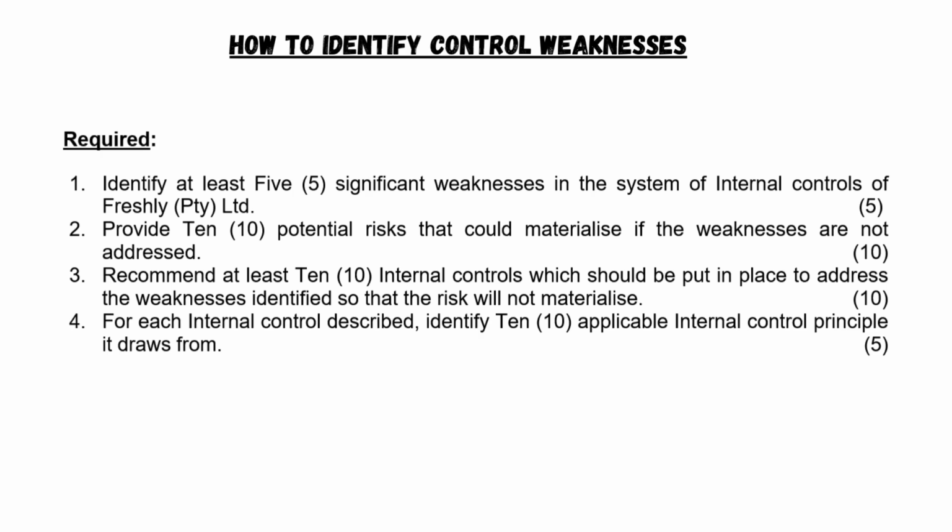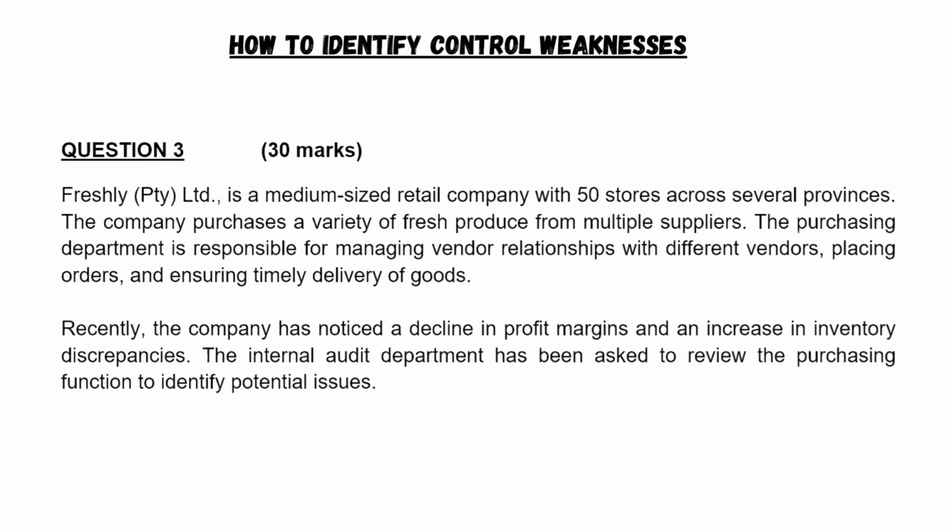What is required here is that we need to firstly identify at least 5 significant weaknesses in the system of internal control, and then we need to provide 10 potential risks that could materialize if the weaknesses are not addressed. Then the other one is recommending at least 10 internal controls which should be put in place to address the weaknesses identified so that the risk will not materialize. And the last one, we're going to look at in the next video.